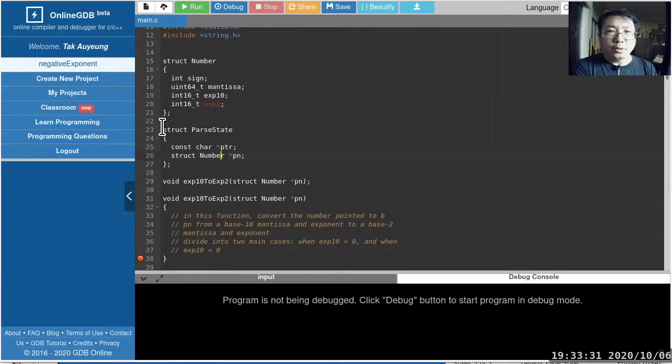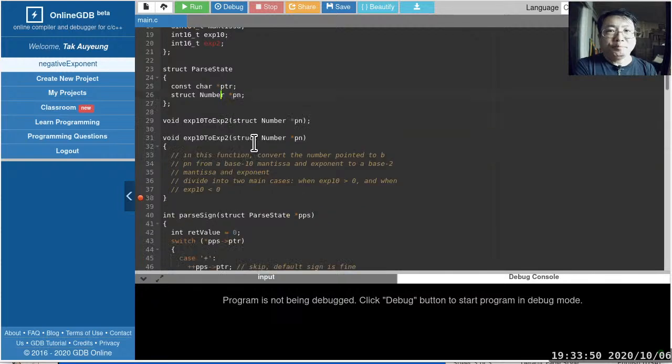Parse state is not something that you have to be concerned about, simply because it is used for parsing. Remember the regular expression thing? Yeah, so that's what I need in order to parse the input string. And I'll show you how to specify the input string. Okay, so just hold on a second until I get to that part. And your job is to fill in the content of exp10 to exp2.